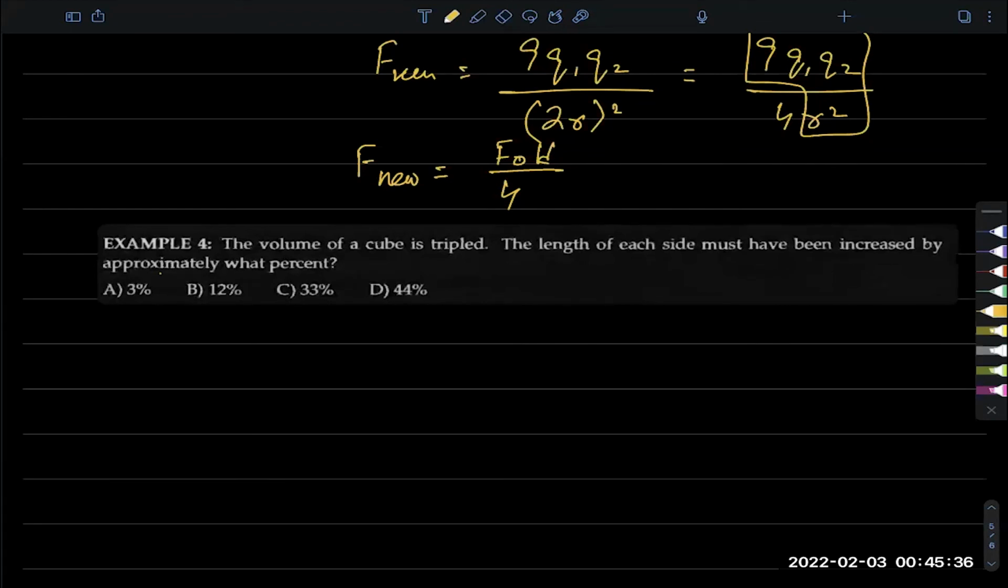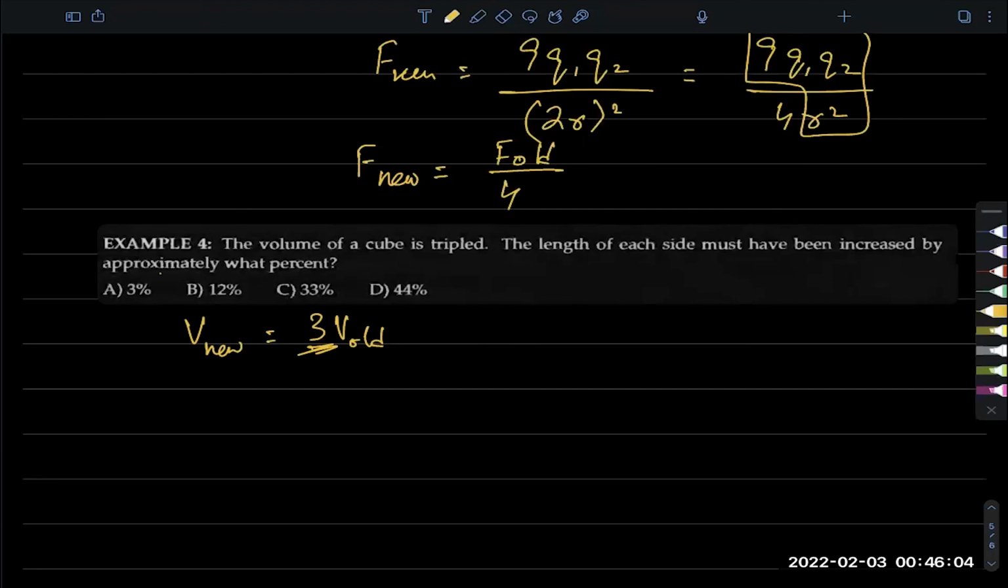Here's the thing. The volume of a cube is tripled. The new volume is 3 times the old volume. They haven't told us. Usually, what were we doing? In all of the previous questions, we were finding this number. They've already given that number to us. So we have to work backwards.